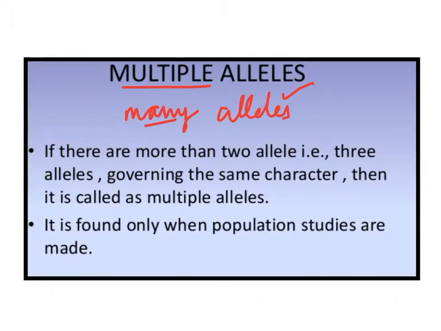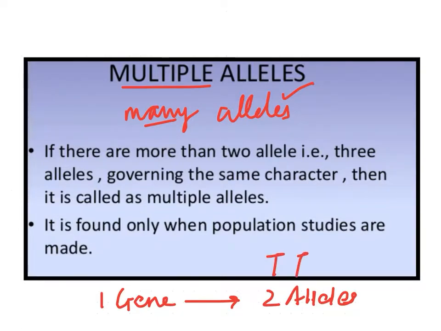Generally, as per Mendel, one gene consists of two alleles, right? अगर हम मेंडल को स्टडी करते हैं बेटा, तो एक जीन के अंदर दो अलील्स होते हैं. Just for example, like capital T, these are the two alleles, capital T and small t, right? So two alleles constitute one gene.